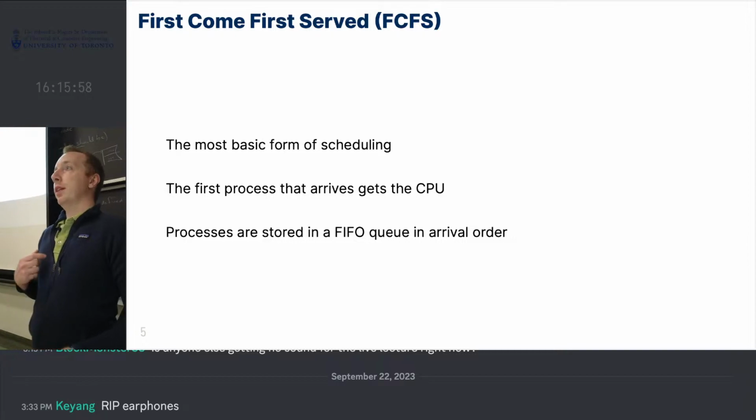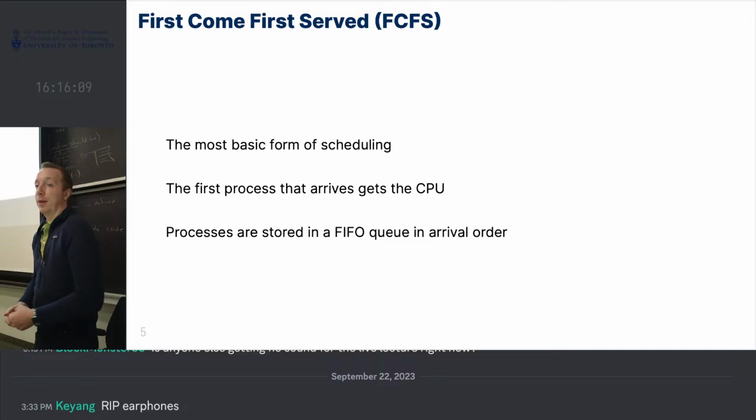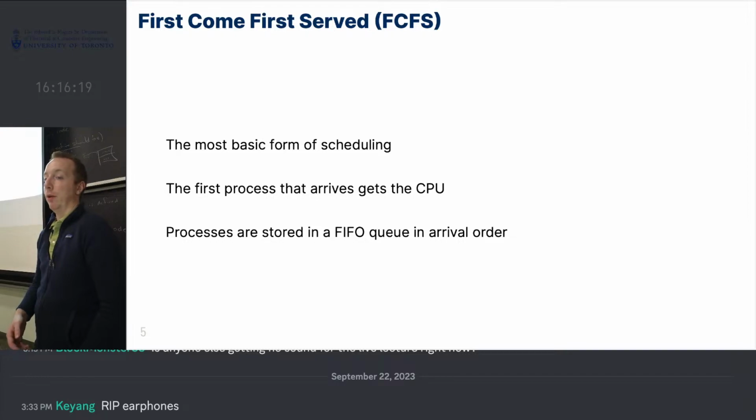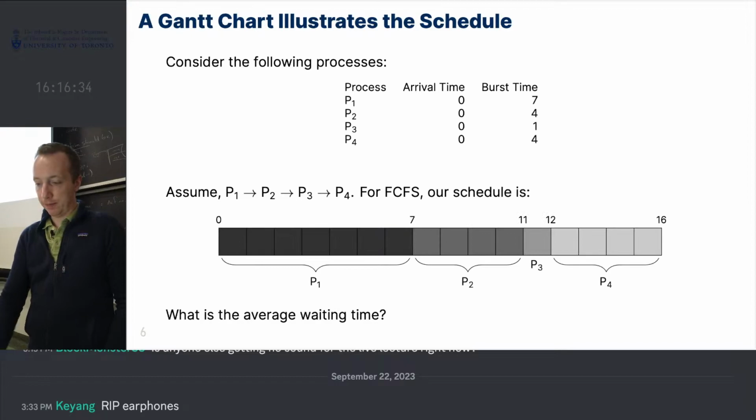So the most basic scheduling algorithm is one you have encountered every single day of your life if you've ever gone to get food or anything else. It is called first come, first serve. It's basically a line. The rule behind this is the first process that arrives gets to execute on the CPU, and the processes are stored in FIFO order, so first in, first out. It's just like a normal queue or a line we've had every single day of our life pretty much, and it's based off the arrival order.